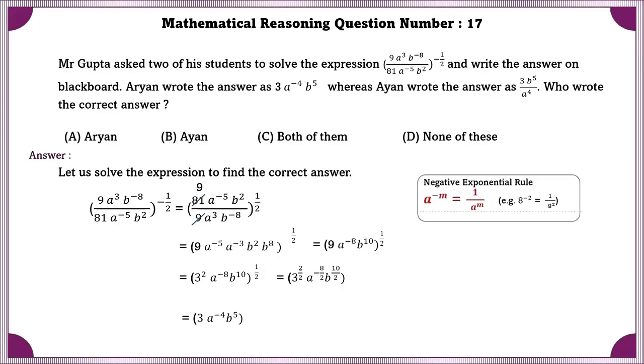Now let us see if Ayan wrote the same answer. Let us check if Ayan's answer is the same. 3 a to the power minus 4 b to the power 5 is also equal to 3b to the power 5 by a to the power 4. So that is Ayan's answer. So both of them have written the correct answer.